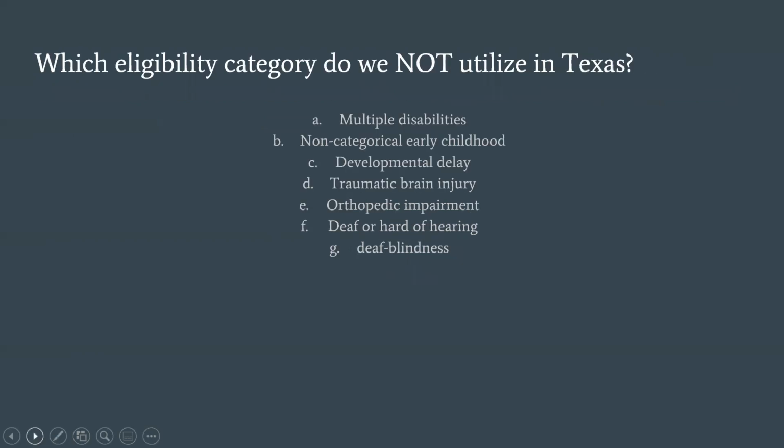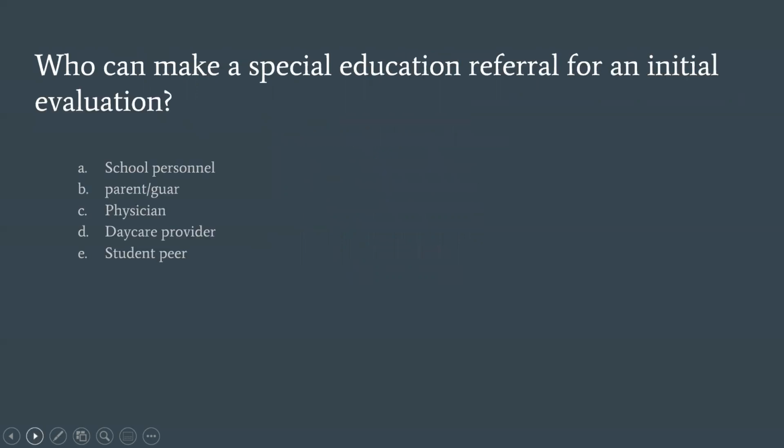Which eligibility category do we not utilize in Texas? The answer to this one, letter C, developmental delay. That used to be an eligibility, but it no longer is. Who can make a special education referral for an initial evaluation? There could be more than one answer. Okay, school personnel, yes. Parent or guardian, yes. Physician, yes. Daycare provider, yes. Student peer, no.